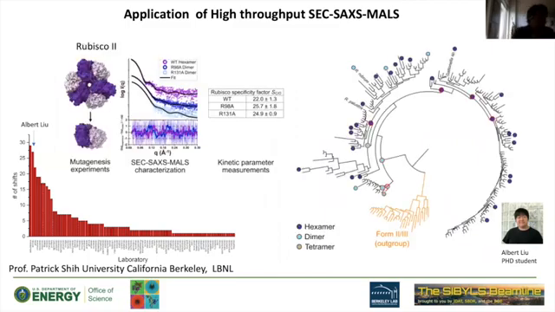What was done, and I want to mention this one again, is how not only a few samples can be collected. In collaboration with Patrick Shih, particularly Albert Liu, a PhD student in Patrick Shih's lab, we collected about 30, 40 SEC-SAXS samples of different forms of rubiscos. It was done mostly overnight. We can run 15, 20 samples overnight. So it is possible to run your different mutations or different constructs.